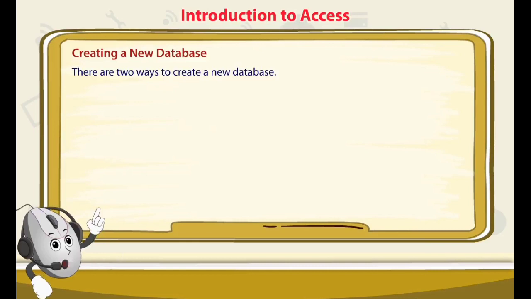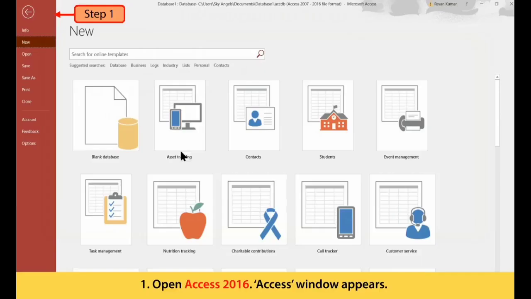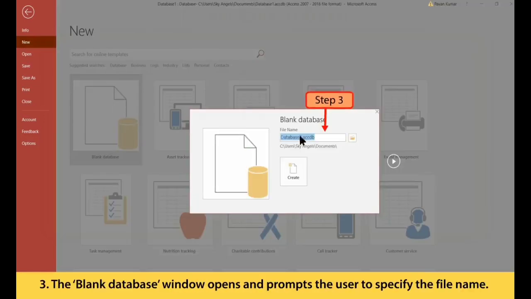Creating a new database. There are two ways to create a new database. Creating a blank database. Follow these steps to create a blank database. 1. Open Access 2016. Access window appears. 2. Click on the blank database option. 3. The blank database window opens and prompts the user to specify the file name.